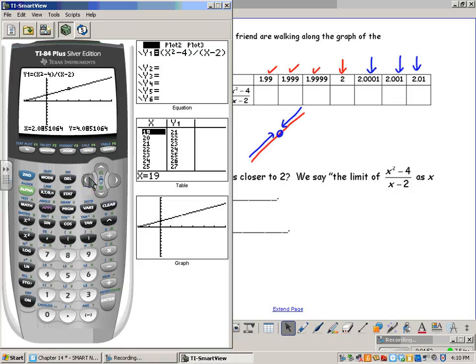Okay, so we can get a closer look by maybe going to the table. We're going to hit second table set, and we're going to have our table start at 2.